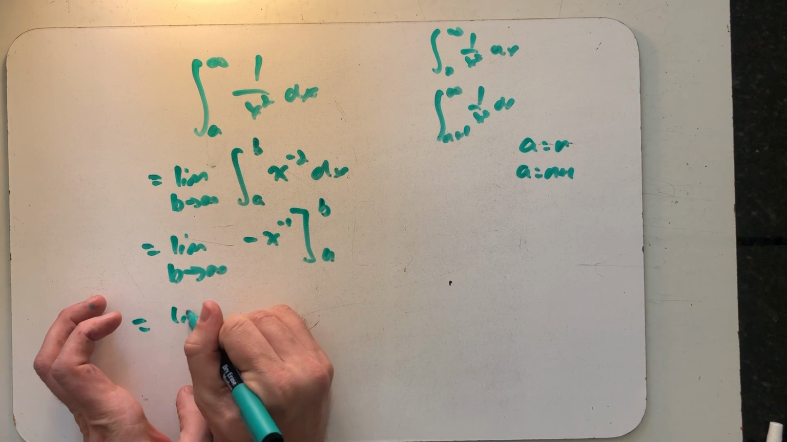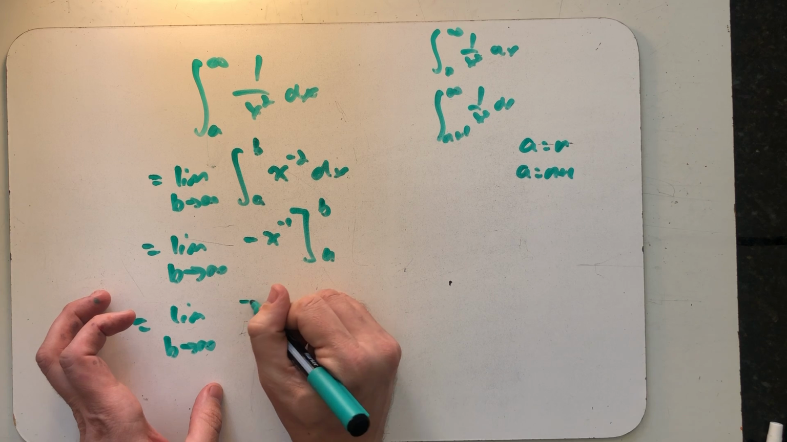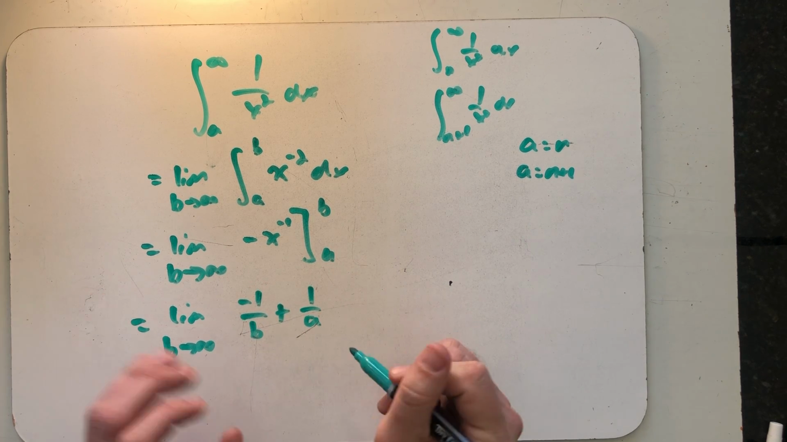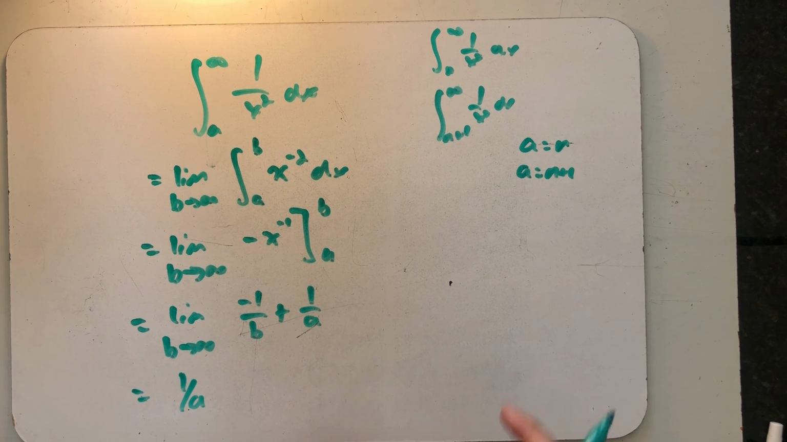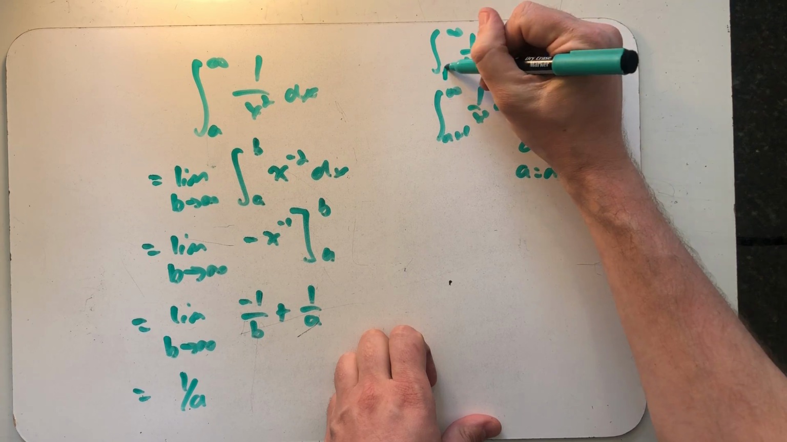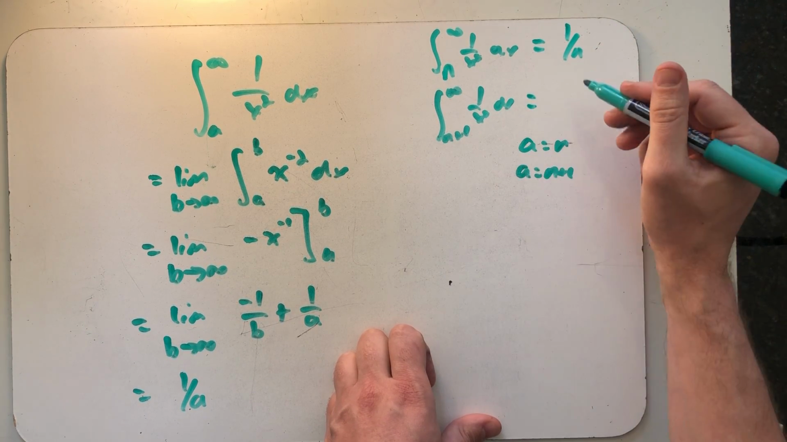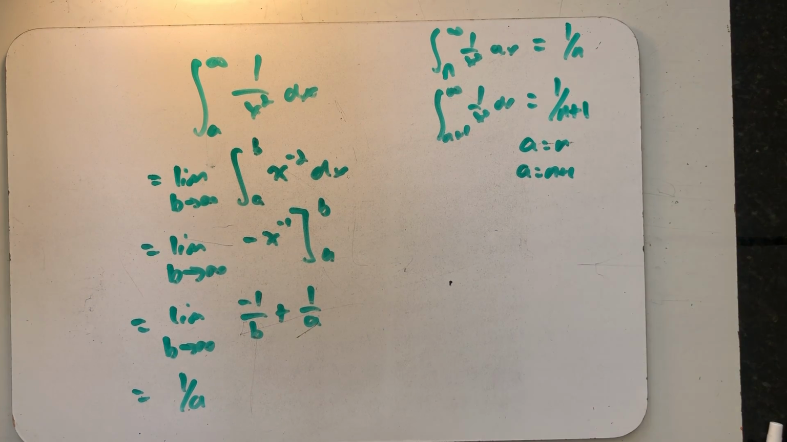All right, do a little substituting in here. b is still going off to infinity. a is a constant. I get a 1 over b plus a 1 over a, and that's just a 1 over a. So if n is my lower bound, just a 1 over n, if n plus 1 is my lower bound, that'd just be a 1 over n plus 1.